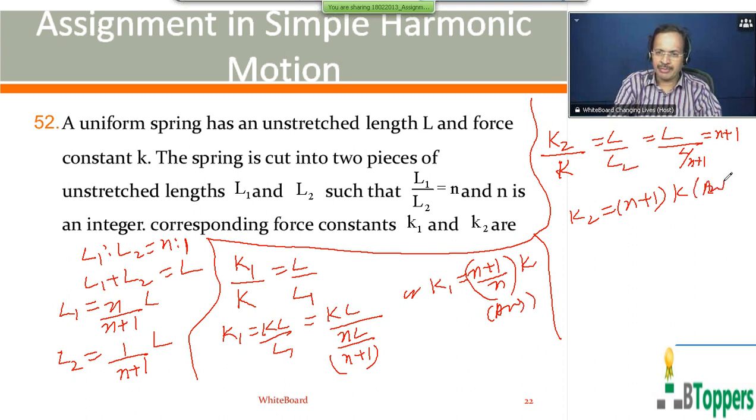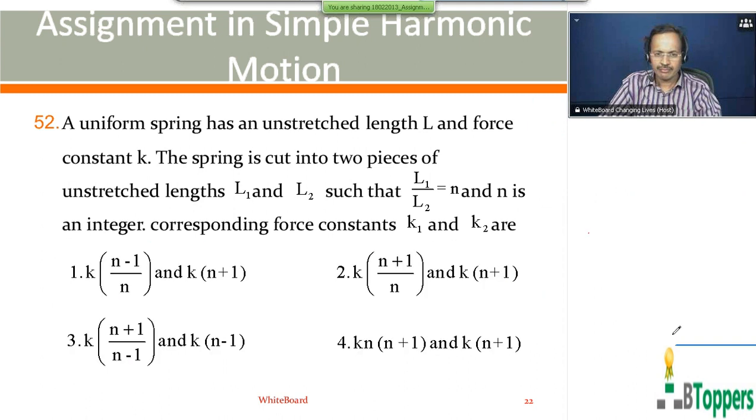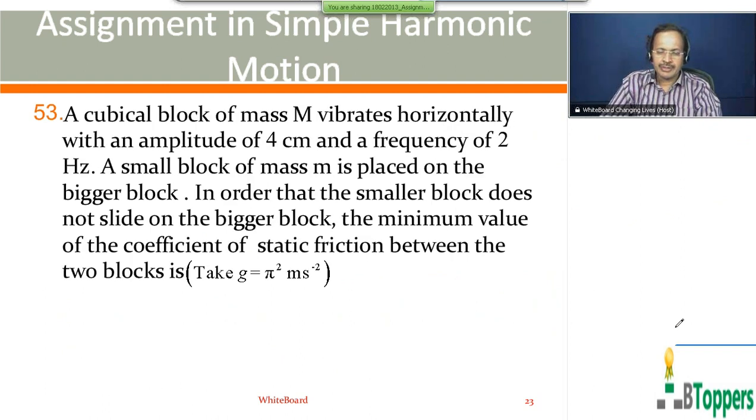If you want to copy the working, take a pause and copy the working. This problem was given in one of the previous MHT CET exam papers in the medical entrance. So for question number 52, the second option is the answer. See question number 53. A cubical block of mass capital M vibrates horizontally with an amplitude of 4 centimeters and a frequency of 2 hertz.